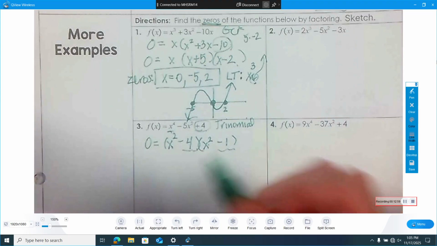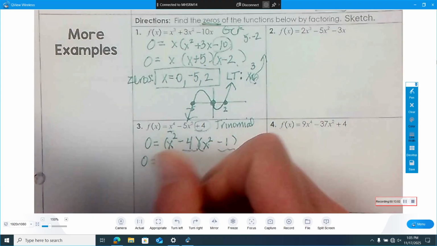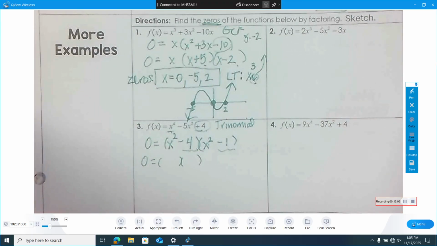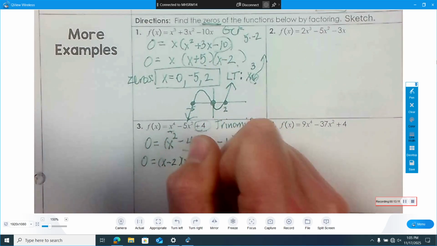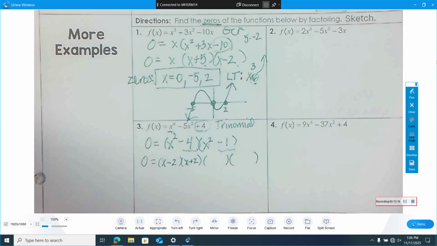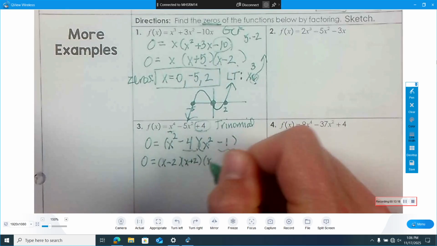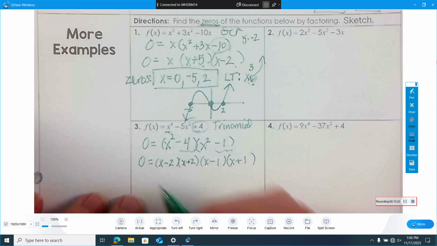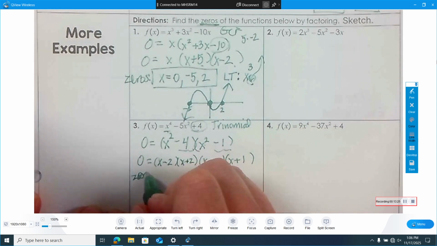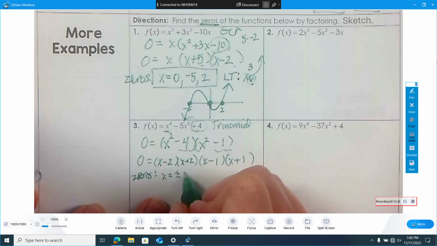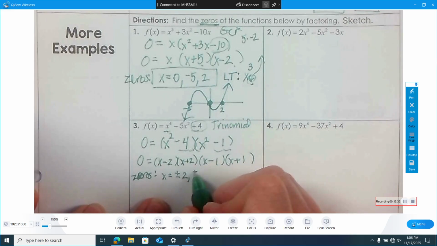And then we can double bubble again. Yes, both of those are difference of squares. So x squared minus 4 is going to double bubble into what? X minus 2, x plus 2. And then x squared minus 1 is also difference of squares, and it's going to factor into x minus 1, x plus 1. So here are our linear factors, and that means that our zeros are +2 and -2, and -1 and +1.